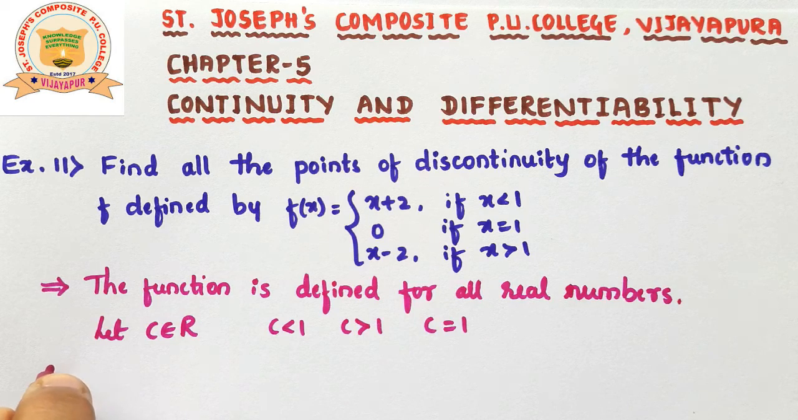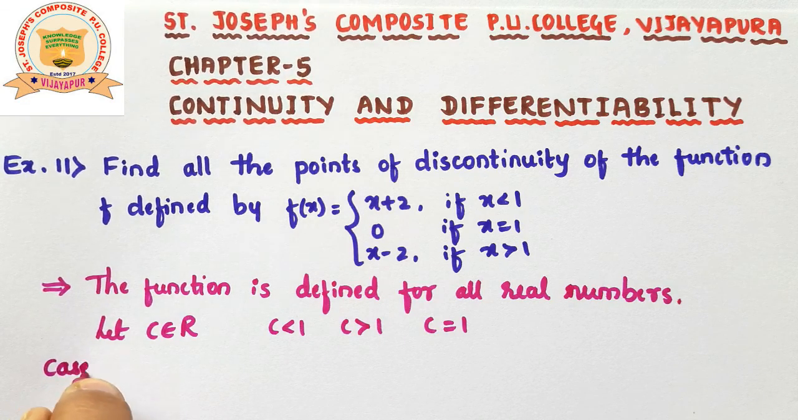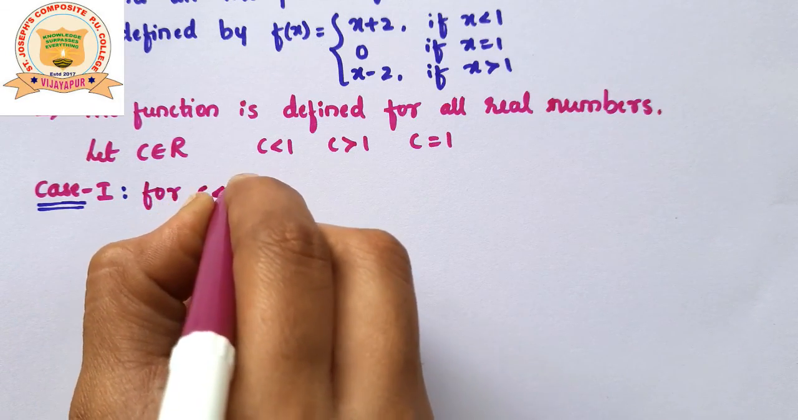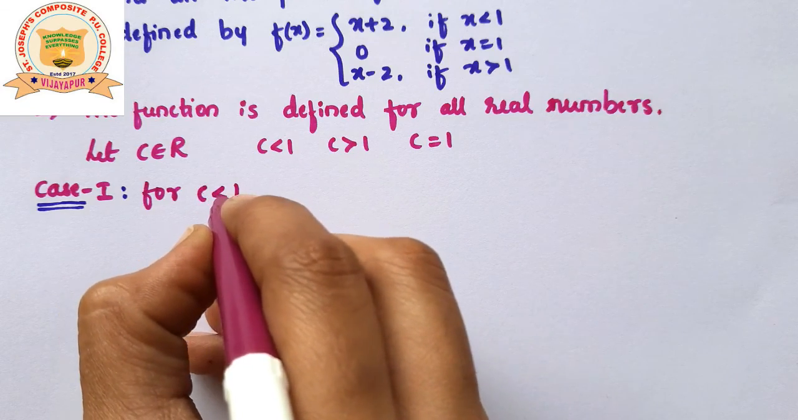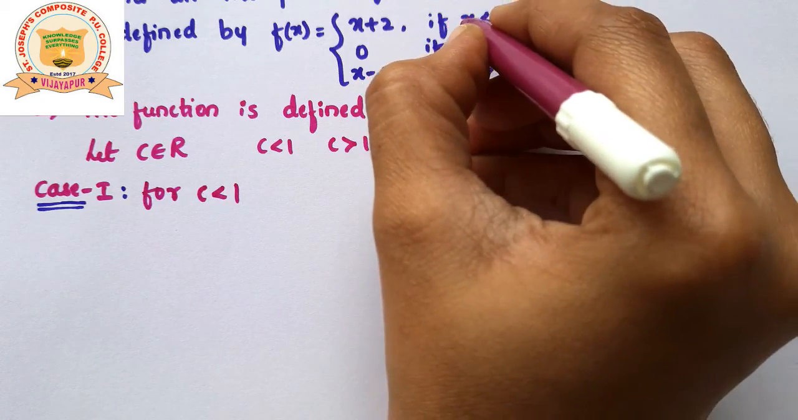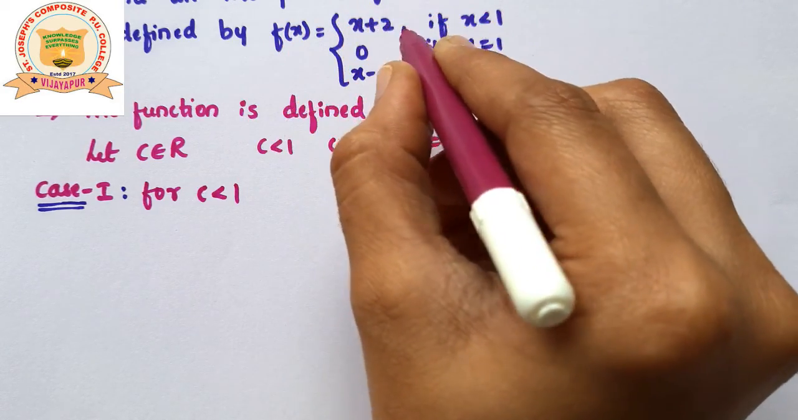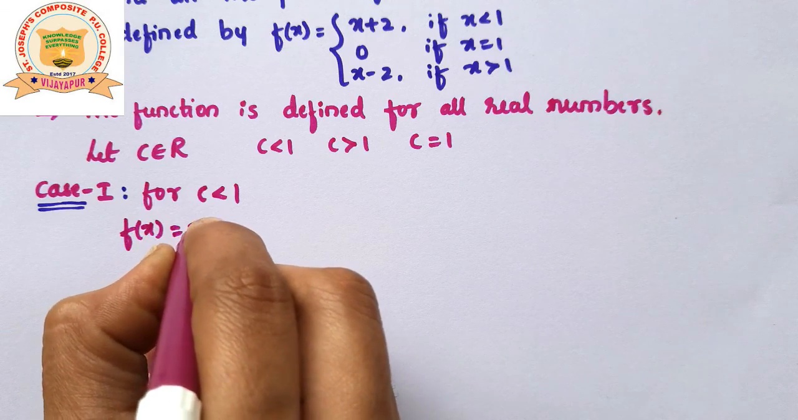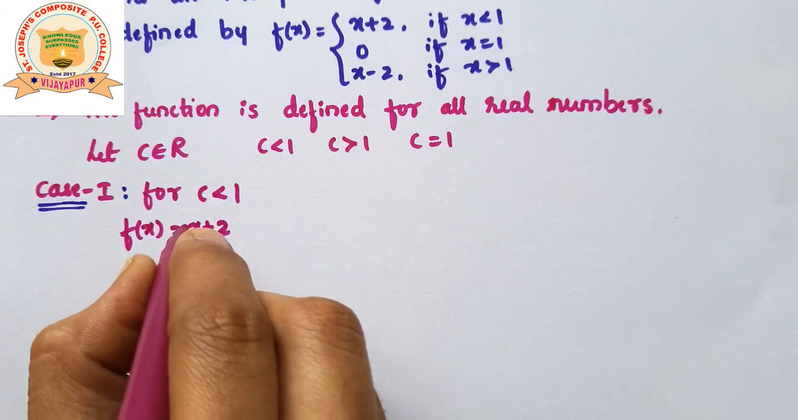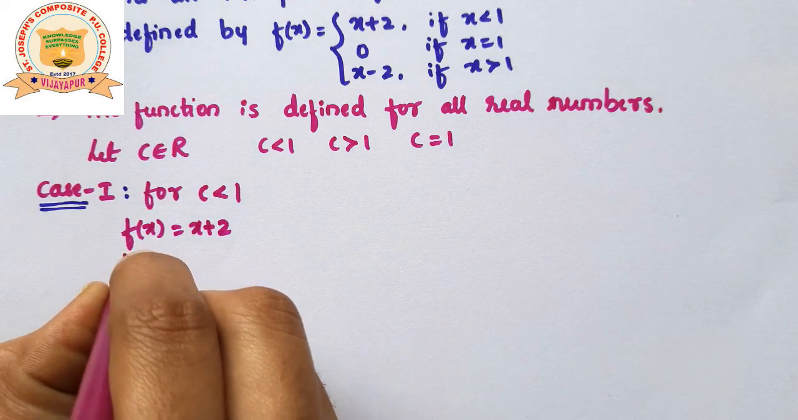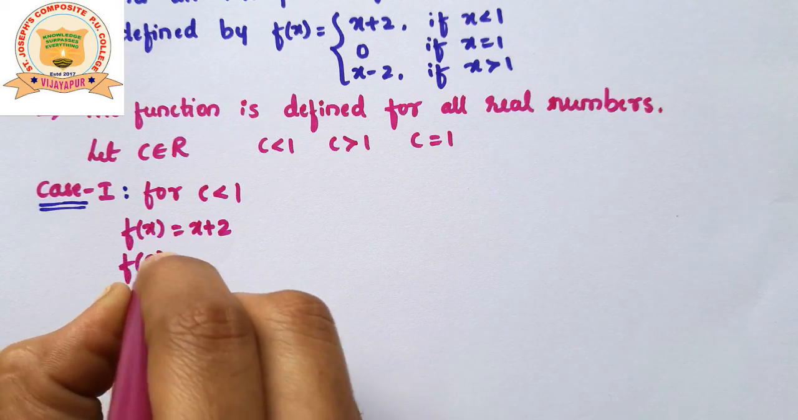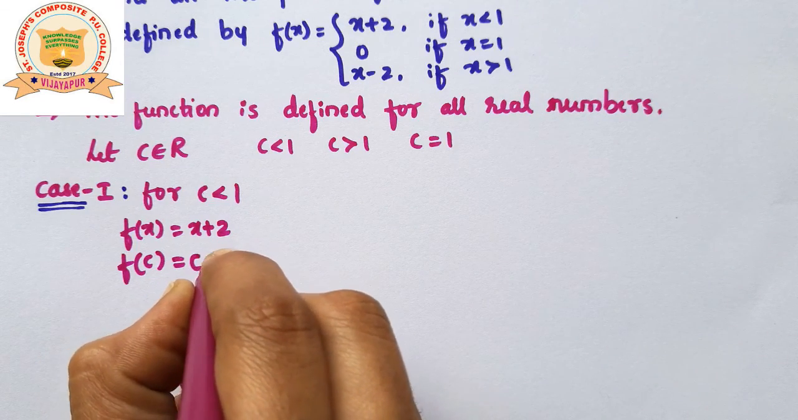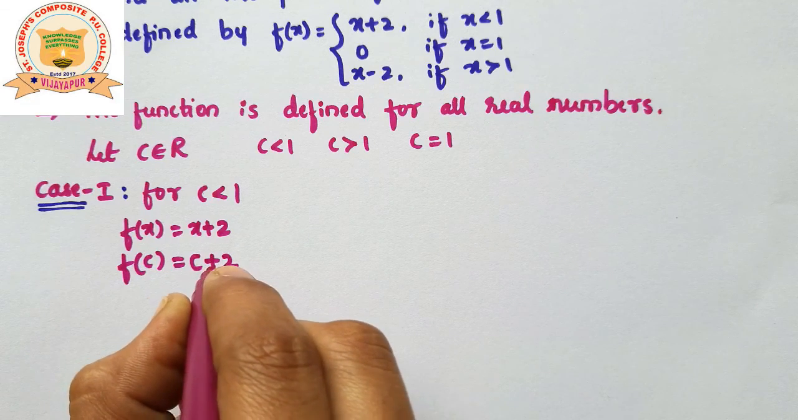First we will take case 1. For c less than 1. For any real number less than 1, what is the functional value? For less than 1, the functional value is x plus 2. Therefore, f of x is equal to x plus 2. Then what is the functional value at x equal to c? If you substitute c in place of x, you will get the functional value at c. Here c is a real number less than 1. f of c value is c plus 2.